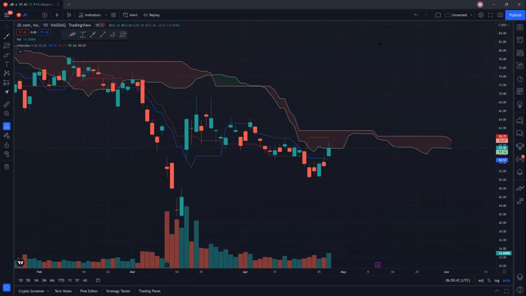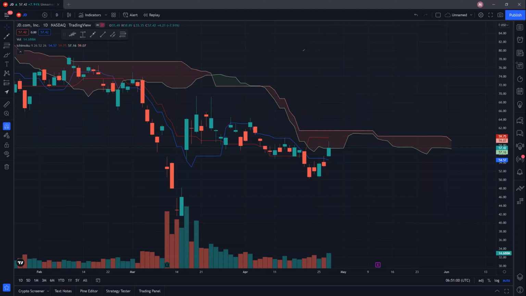So you can see that JD is currently being blocked by these particular clouds. On the way up, the cloud will act as a resistance. Similarly now, you can see that the cloud is acting as a resistance, and there are, in fact, some sellers appearing yesterday. There is a long shadow that appears here.